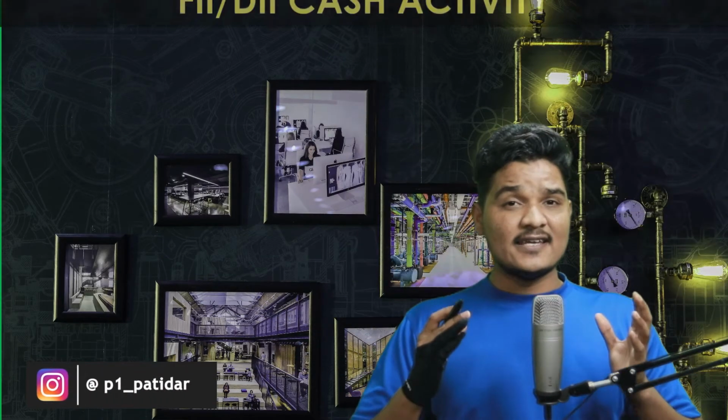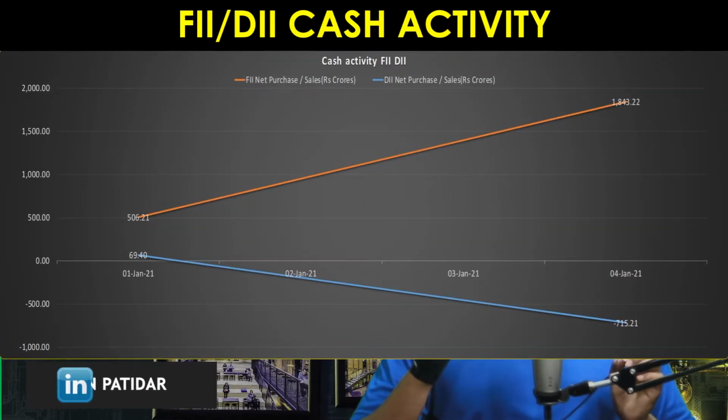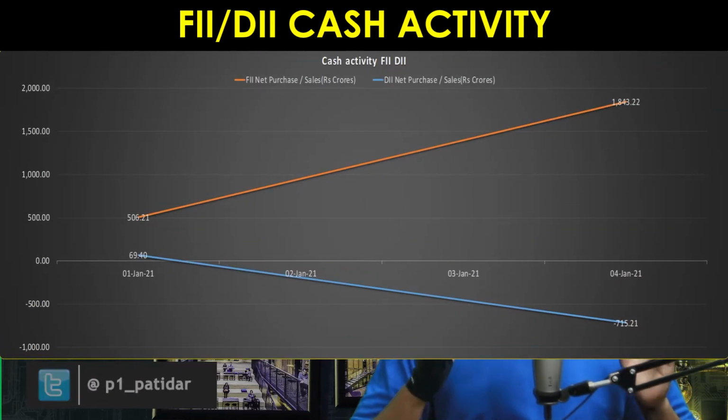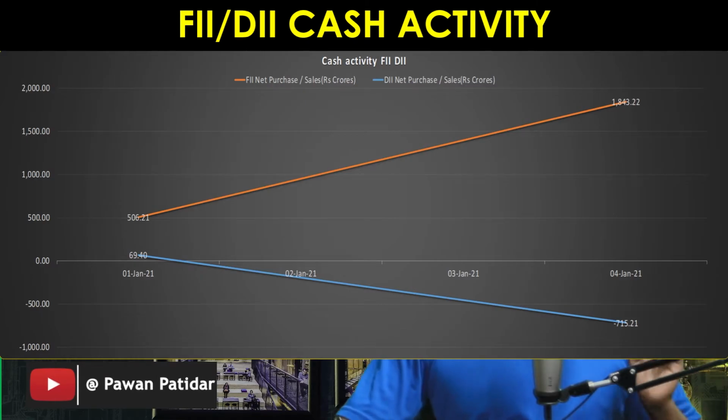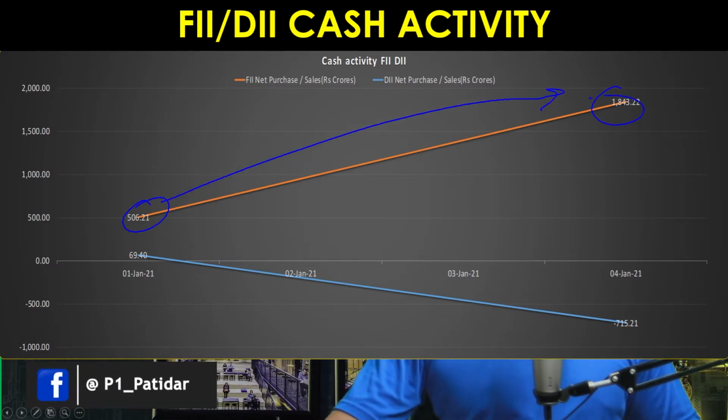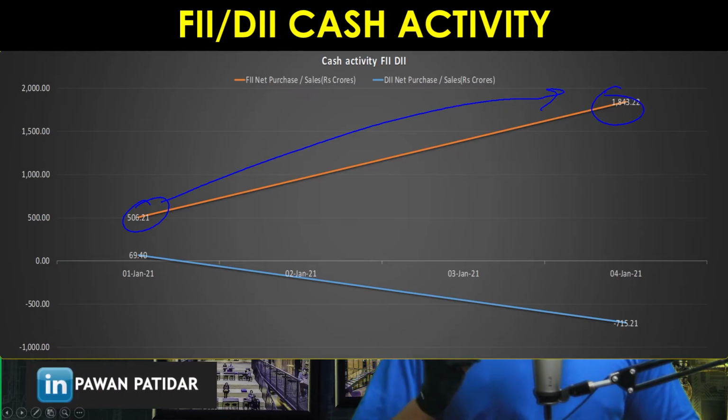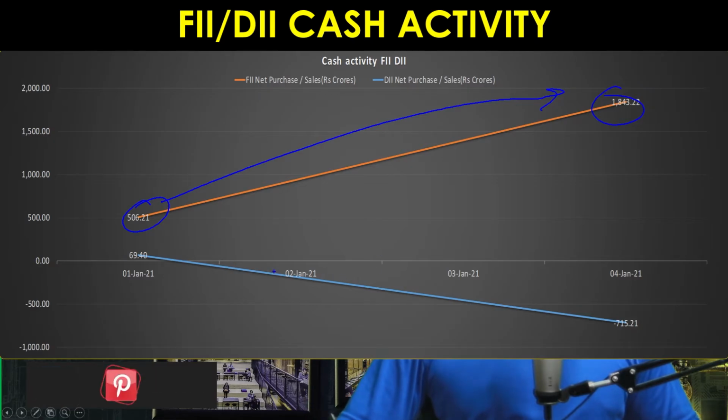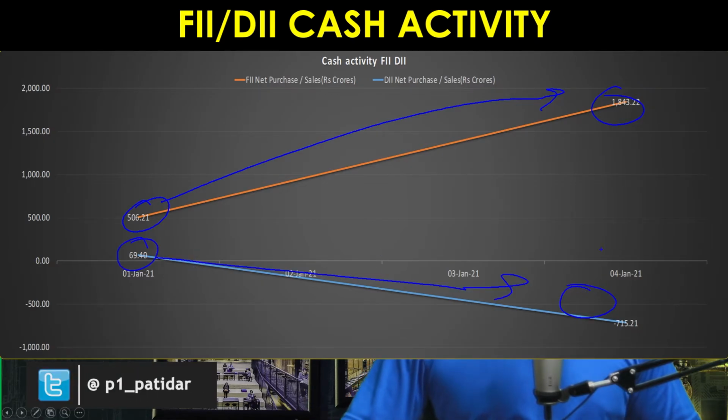Now let's analyze FII, DII cash activity. Cash activity means equity market buying and selling. So if you see here, then FIIs have increased their buying capacity and they have bought 18,043 crore worth of stocks, whereas DIIs have again started selling, but DIIs could not sell what FIIs could buy. That's why the market has gone up.